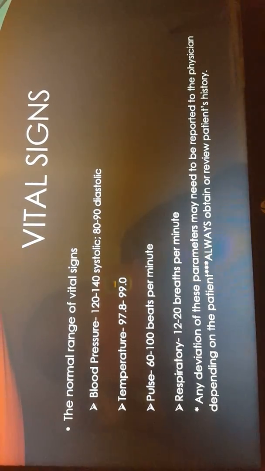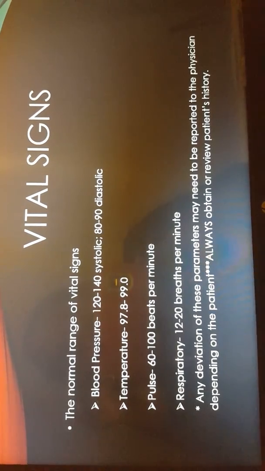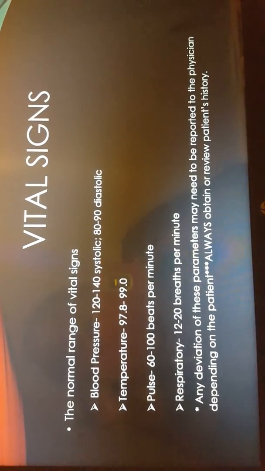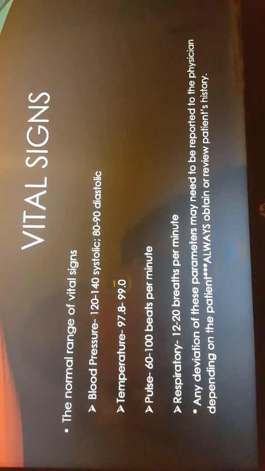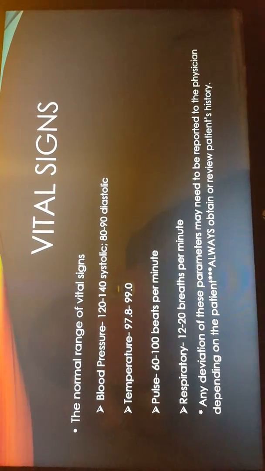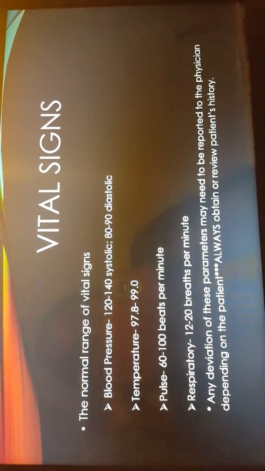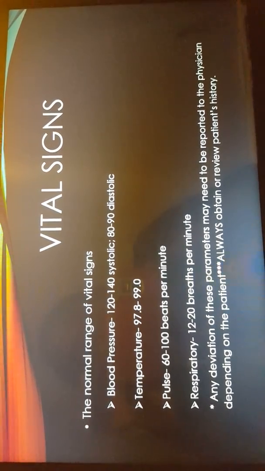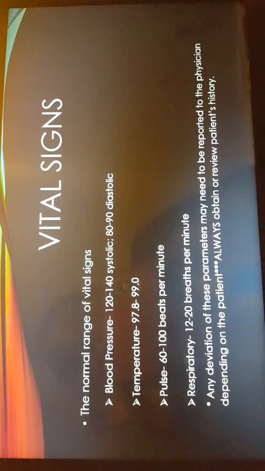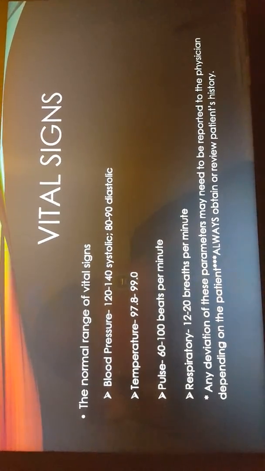The normal range for blood pressure systolic is 120 to 140, and the diastolic 80 to 90. This number may vary depending on what's the baseline for the patient. You just need to look at the history and see what's going on with the patient, and from there you will know what you need to report to the doctor.